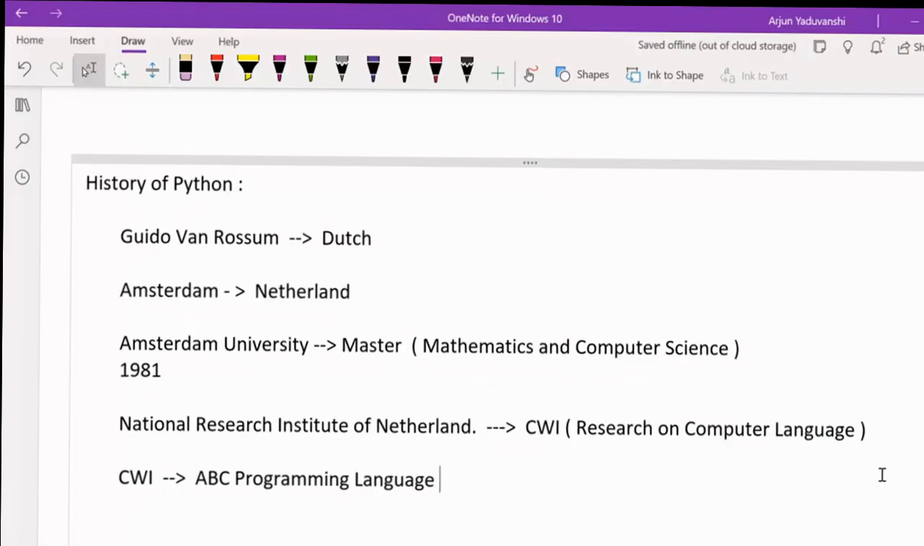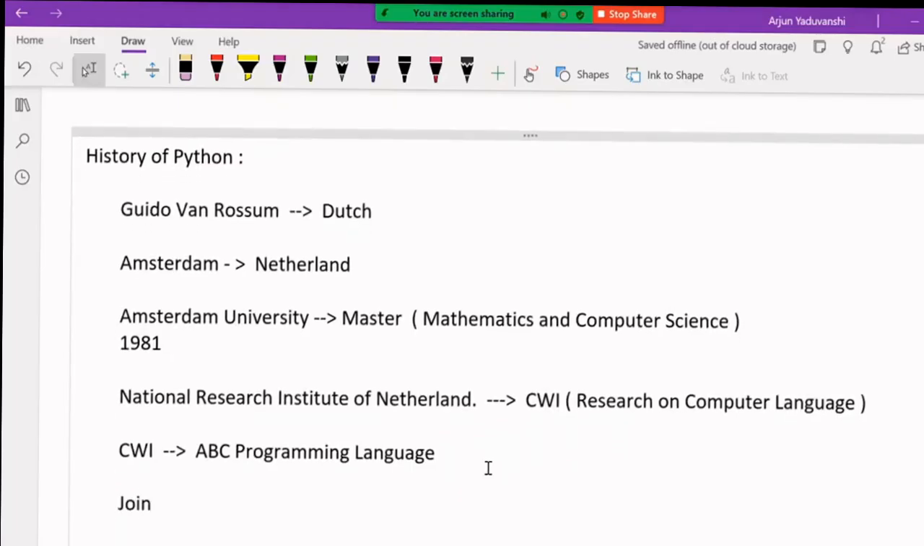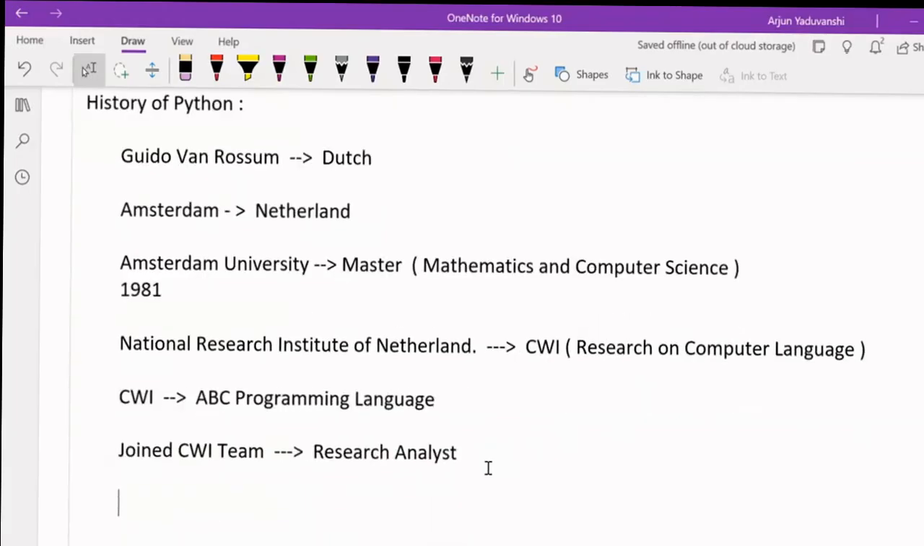And this had been under development for the past 10 years. Almost from 1970 they started developing, and the development was still going on. In 1981-82, our Guido van Rossum became a part of this development team. So Guido joined the CWI team as a research analyst. That is how he entered. Then he was provided with some tasks, and he was working well, he was understanding well.